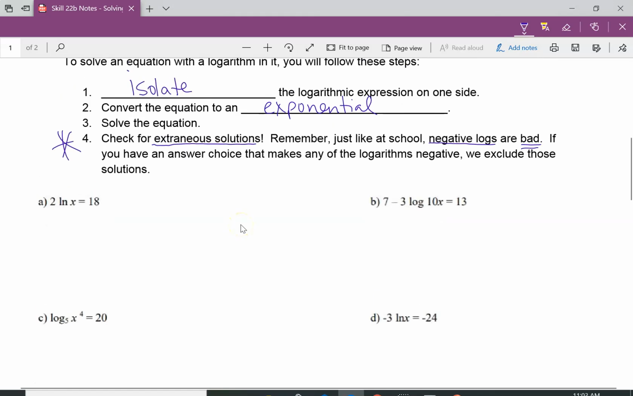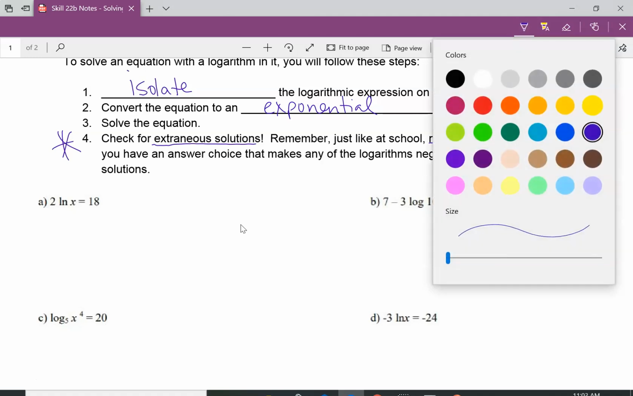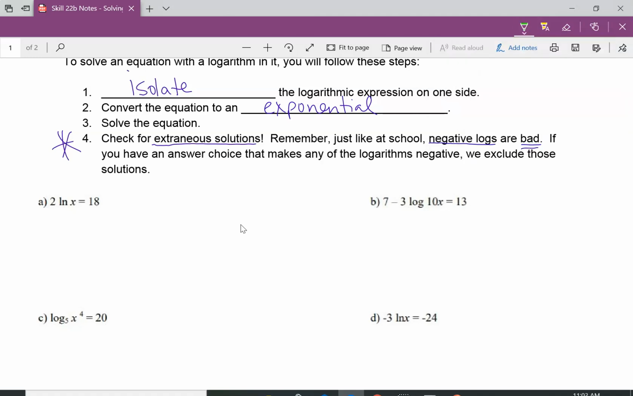Alright, following those steps, I'll leave them here for us to refer to. The first question, let me use a different color here. First one says 2 times the natural log of x equals 18. I need to get the natural log of x part by itself. So to do that, what I have to do first is divide by 2 on both sides. That gives me natural log of x equals 9. So I did step 1.